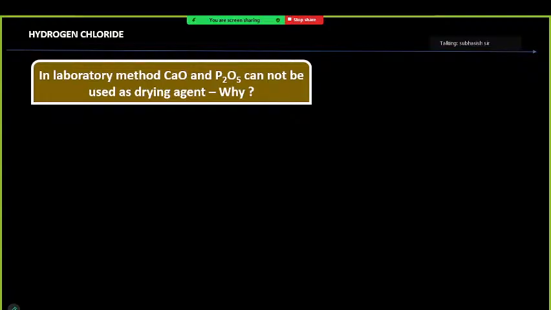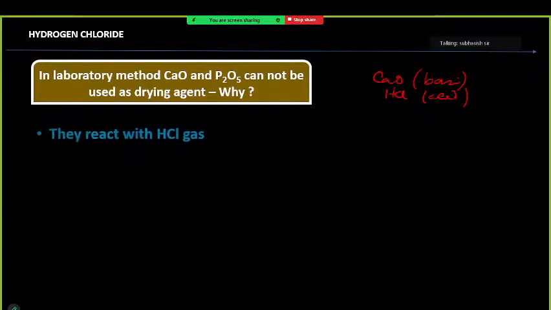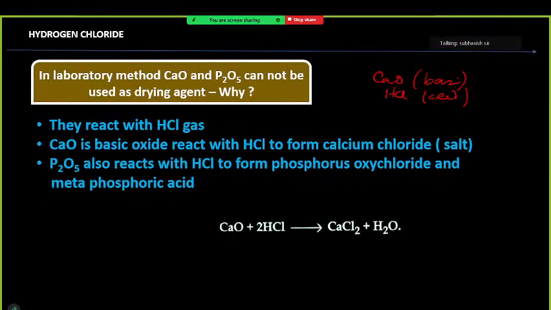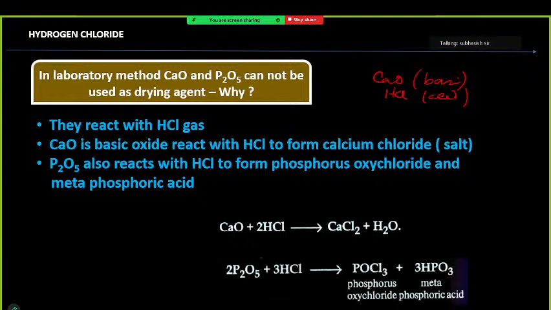Other drying agents like calcium oxide or P2O5 cannot be used, because calcium oxide is basic and HCl is acidic, so they react with each other to form a salt. P2O5 is also reactive towards HCl. Calcium oxide is a basic oxide and reacts with HCl to form calcium chloride. P2O5 reacts with HCl to form phosphorus oxychloride and metaphosphoric acid, POCl3 and HPO3.